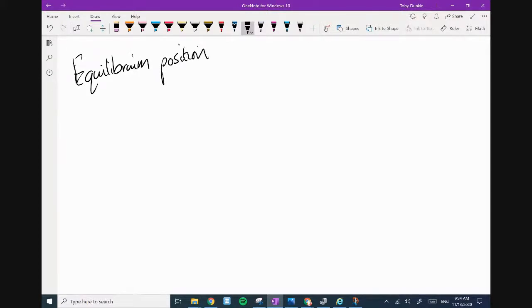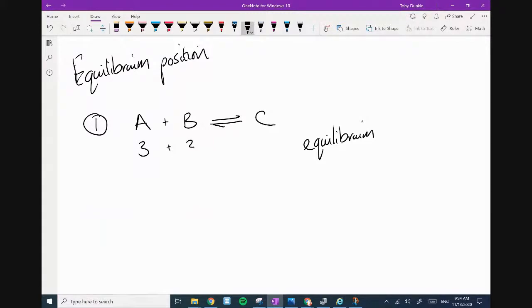Okay, so what we're now going to do is look at a series of different equilibriums. So let's go for equilibrium number 1. We're going to go A plus B goes to C. And I'm going to tell you at equilibrium, I've got 3 of those, and 7 C's. I like it.